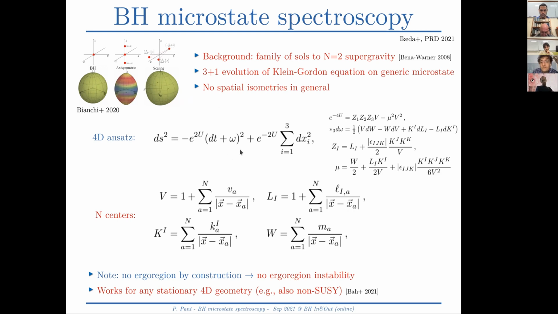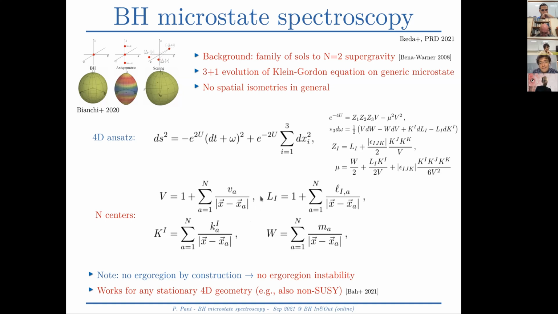We focus on these specific geometries, but in fact, the method works for any geometry that is stationary. Another important point of these geometries is that by construction they do not have an ergoregion, so they do not suffer from the ergoregion instability, which would make them unstable when rotating. So these solutions are rotating, they have angular momentum, they do not have a horizon, and they do not have an ergoregion either. So, in principle, they should be stable.